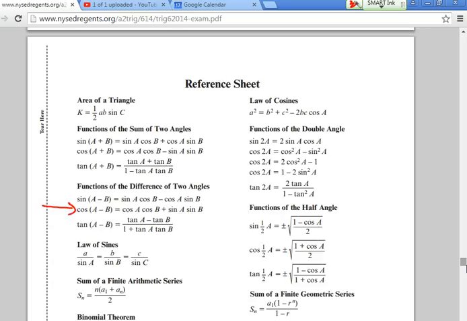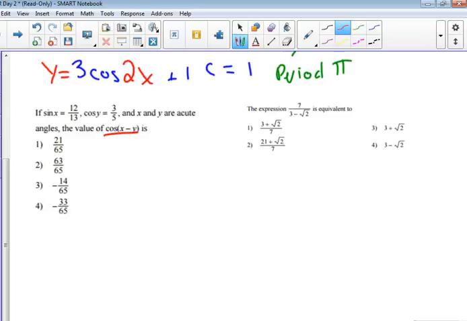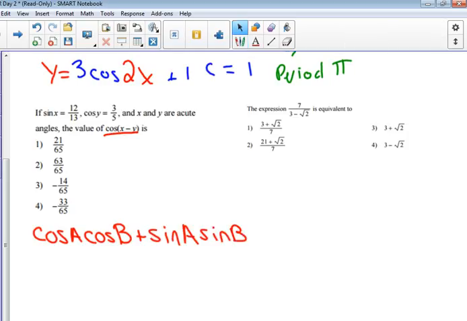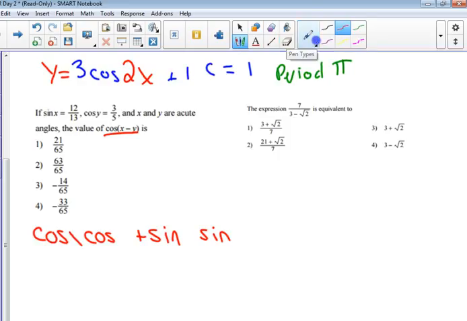So cos A cos B plus sine A sine B. Are you going to use triangles? Yeah, good job. Now, if you would rather, instead of the A's and the B's, I would replace them with X's and Y's, because that's what we're dealing with. So instead of A, I'm going to put in an X, and instead of B, I'm going to put a Y. So cos X cos Y.